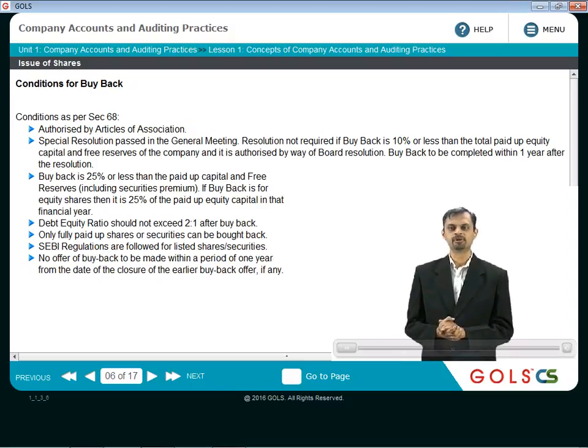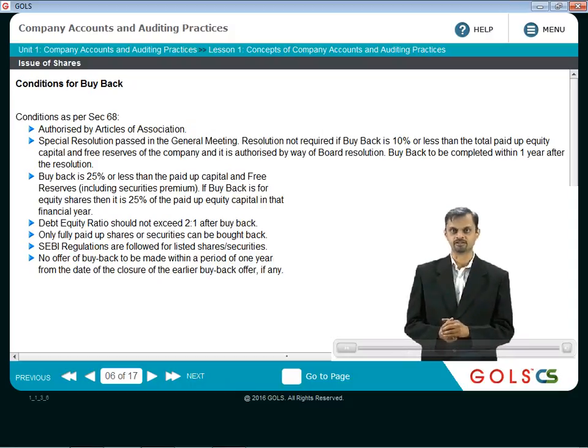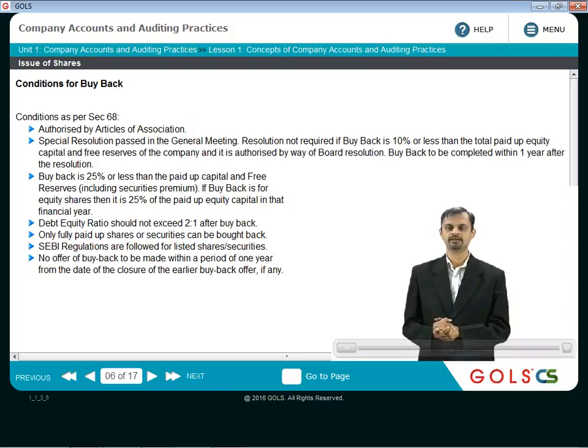Buyback is 25% or less of the paid up capital and free reserves. That is another condition laid down in section 68. So the maximum amount of buyback can be 25% or less of the paid up capital and free reserves. Free reserves always include securities premium when we talk about the buyback.